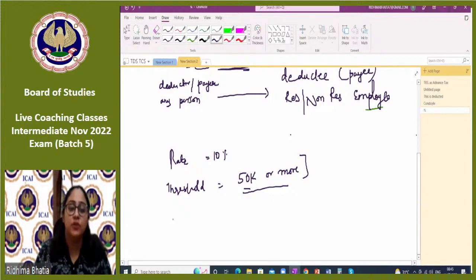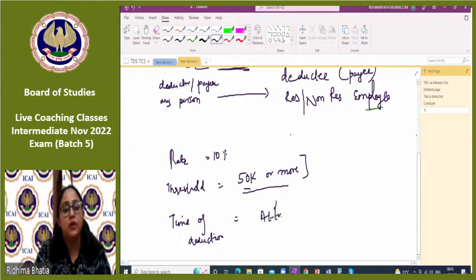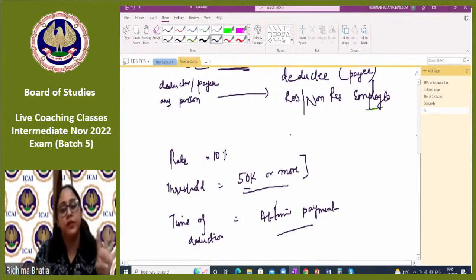When does the TDS have to be deducted? Time of deduction is at time of payment. Just like salary, TDS here is also deducted at time of payment, that is when you're crediting the sum in the bank account of the employee. At that time, you will deduct the TDS. So at time of payment, all 5 answers match: deductor, deductee, rate, threshold, time of deduction. Okay? Any other point that will come?